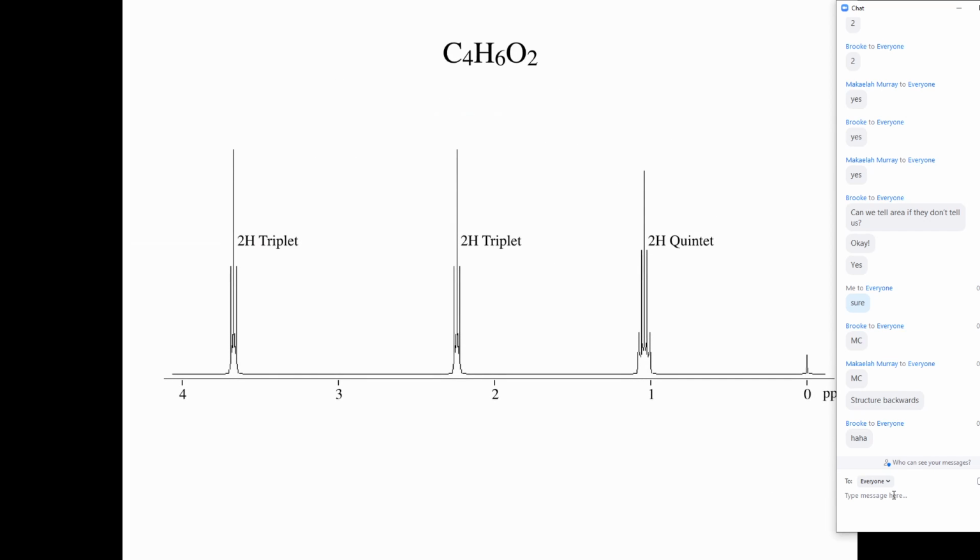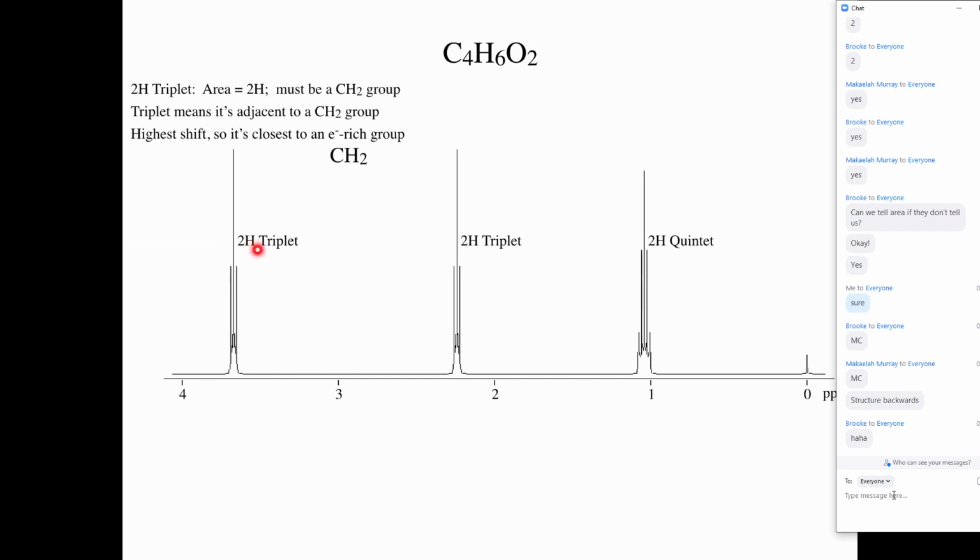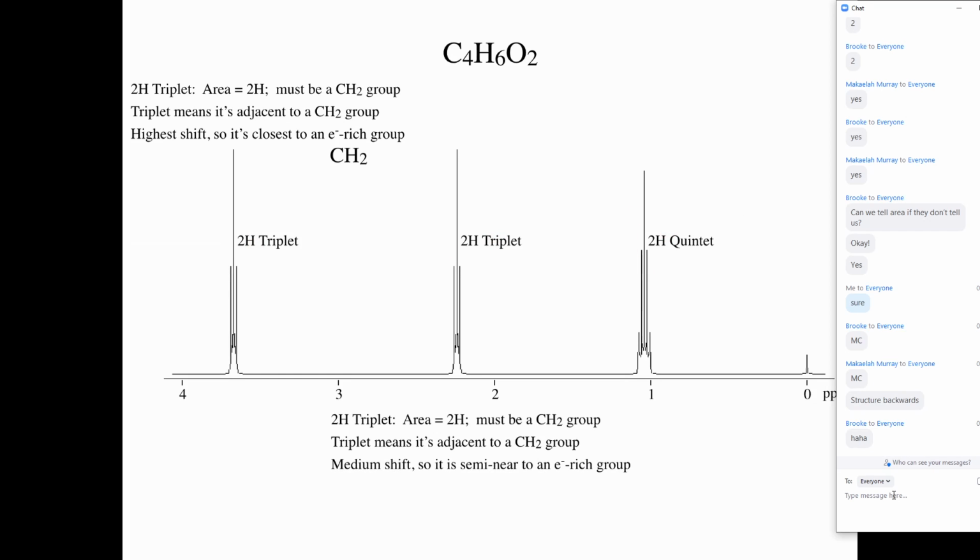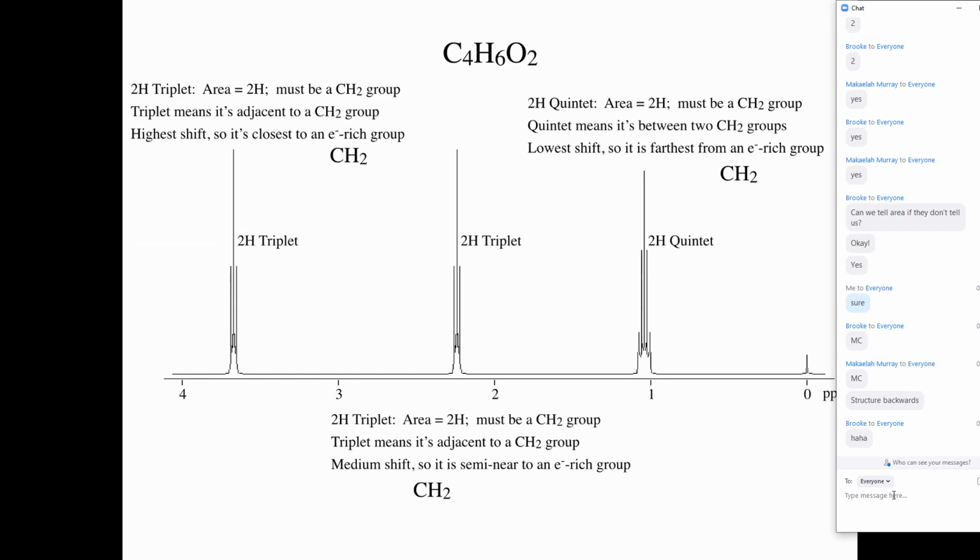For this one, 6 H's, they're all roughly the same. So I'm going to say 2H, 2H, 2H. Triplet, and quintet, meaning what are the odds it's a CH2 next to a CH2 in the middle, next to a CH2. So does this seem reasonable? And how many units of unsaturation?